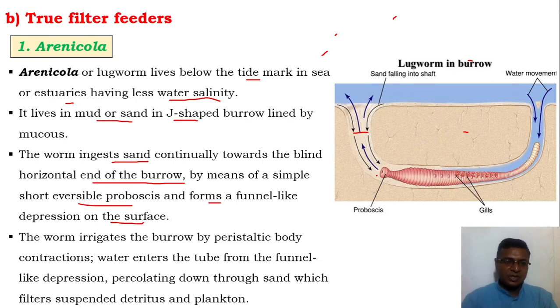Here, the worm irrigates the burrow by peristaltic body contraction, that is, the peristaltic movement of the body, due to which the water enters the tube from the funnel-like depression and percolates down through the sand, which filters suspended detritus material as well as other microorganisms or even plankton. This is the simple pattern observed in Arenicola, which lives in J-shaped burrows.